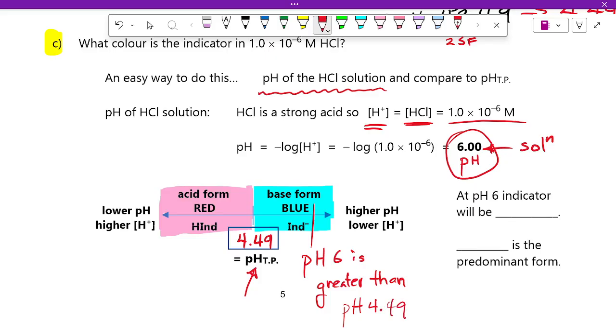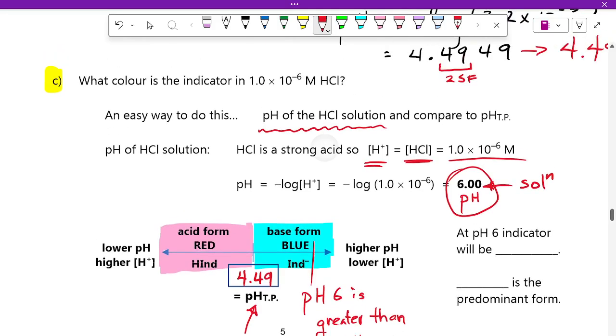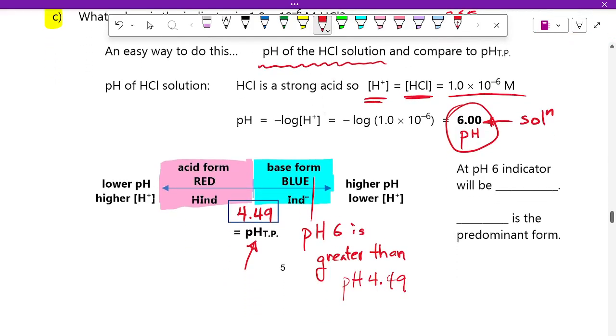And so we're going to have the base form of the indicator. Even though we've put it in some acid, it's not enough acid, right? Because that's quite a dilute acid there. Yeah, 10 to the negative 6 molar. That's really dilute. So it will be at pH 6, the indicator will be blue.